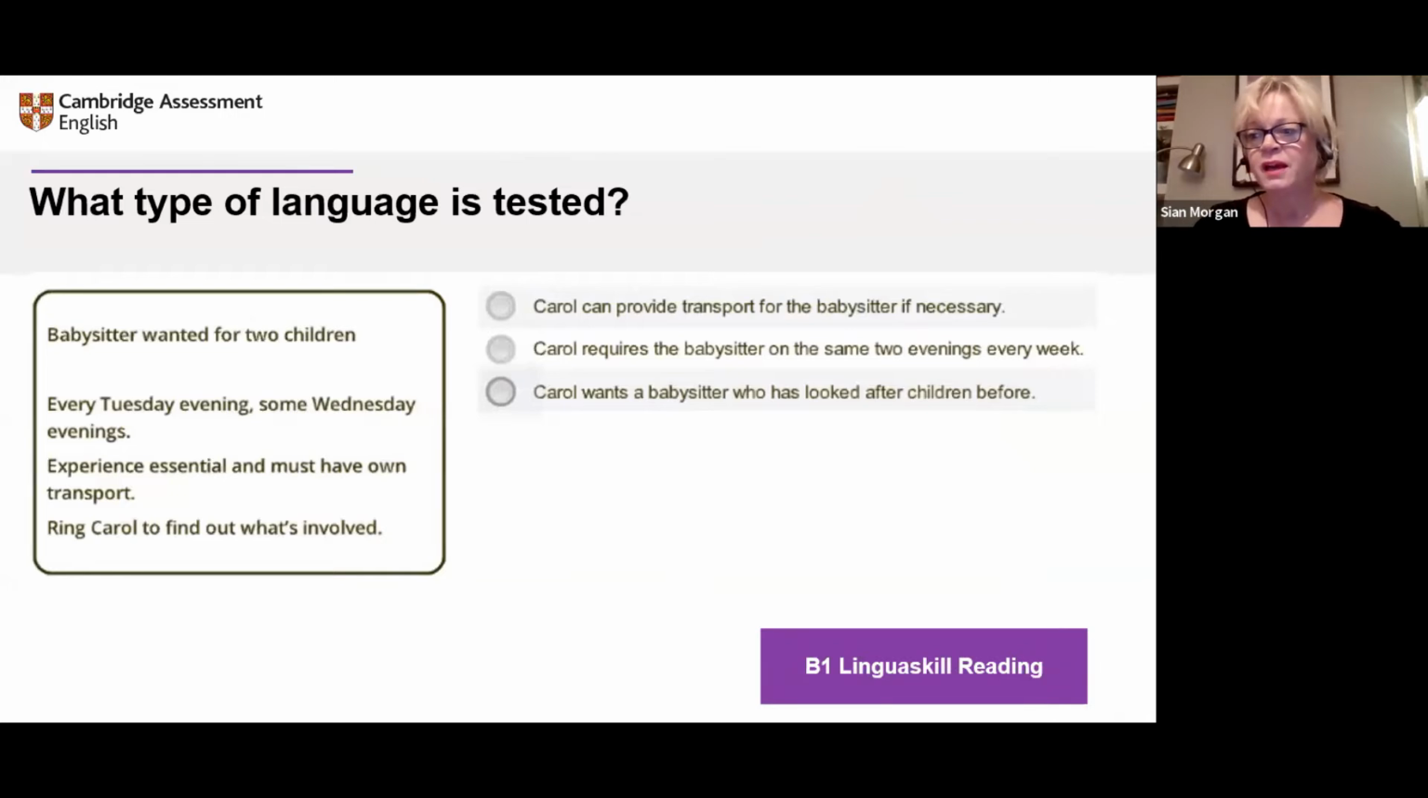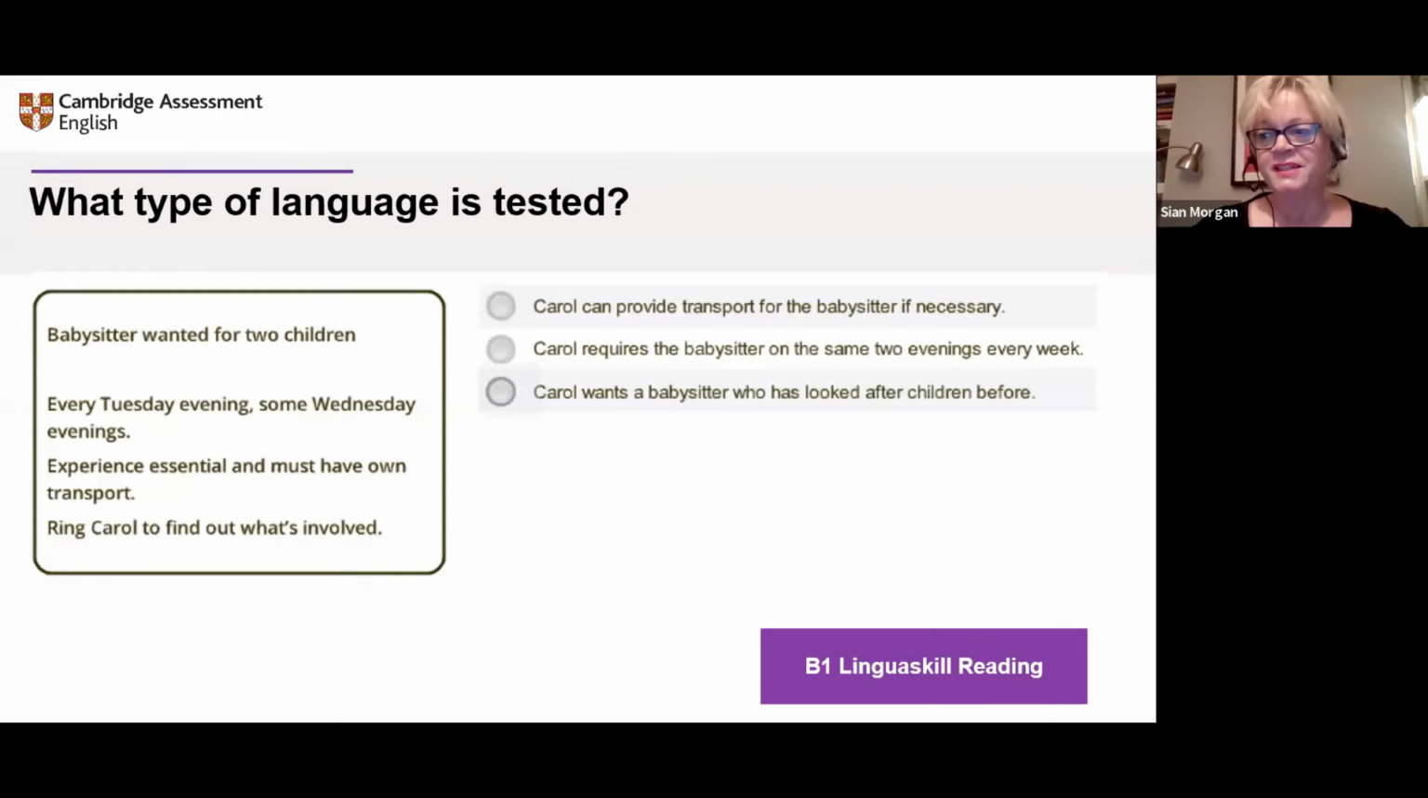This one comes from a B1 reading test, and this is a general English test aimed at anyone over the age of 16. And this kind of notice comes from the general English domain. You don't need specialist knowledge to understand it. So I'll just read out the notice. Babysitter wanted for 2 children, every Tuesday evening, some Wednesday evenings, experience essential and must have own transport. Ring Carol to find out what's involved. So that's the kind of message that you see in the small ads or perhaps online these days when people are looking for help or work.